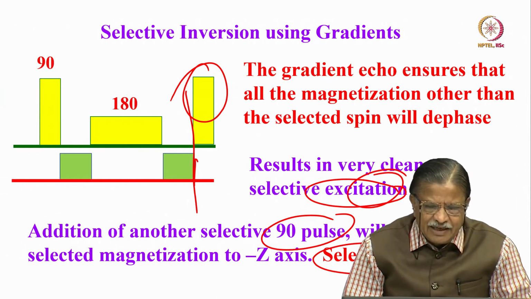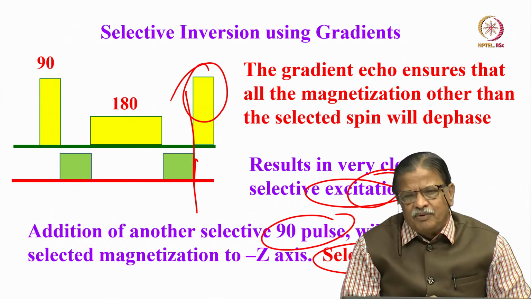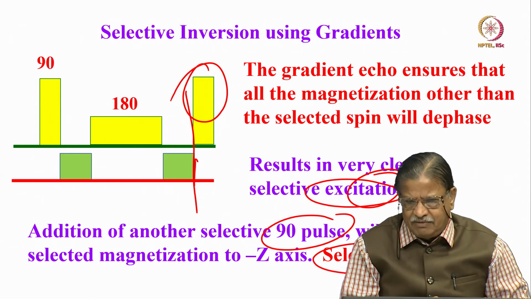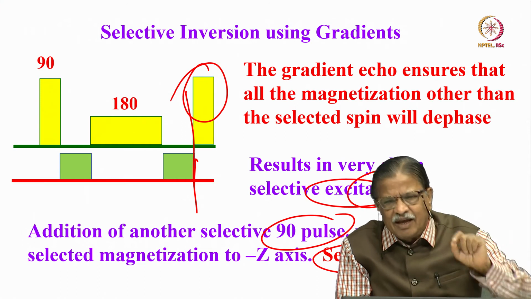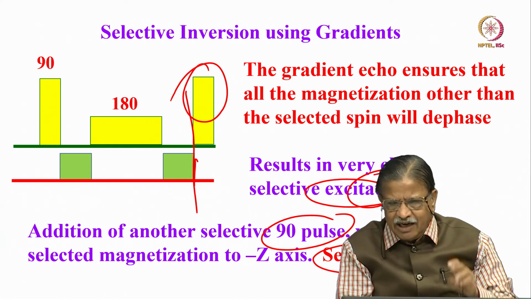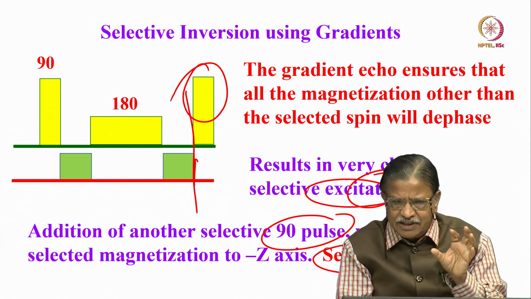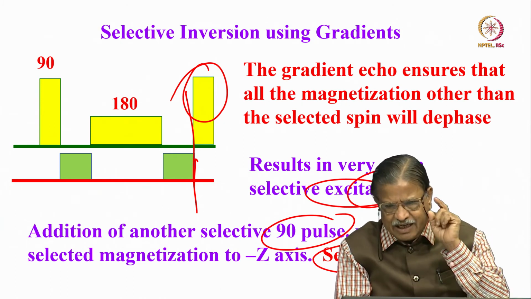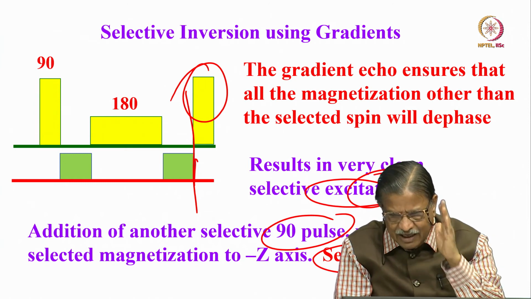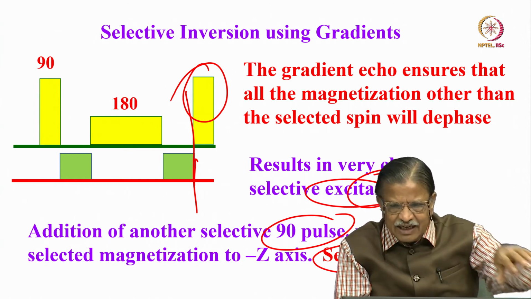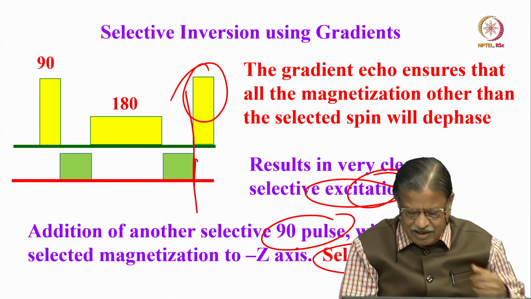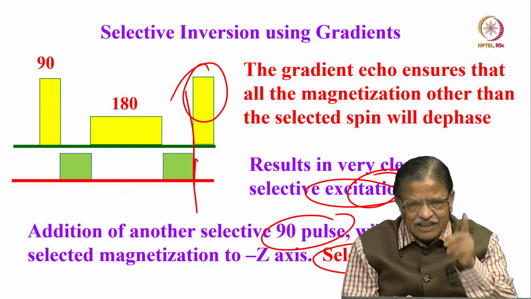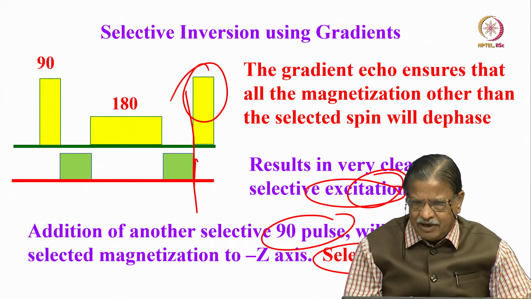By applying gradients, in many experiments, for example, there are selective refocusing experiments where I want to get the J coupling for a particular selected proton. I need to apply gradient pulses in such a way that only that particular selected coherence or selected spin, that magnetization, will survive. All other things I can remove. I can completely clean up these things. Then I can get clean selective excitation. At that time I can use the gradient.